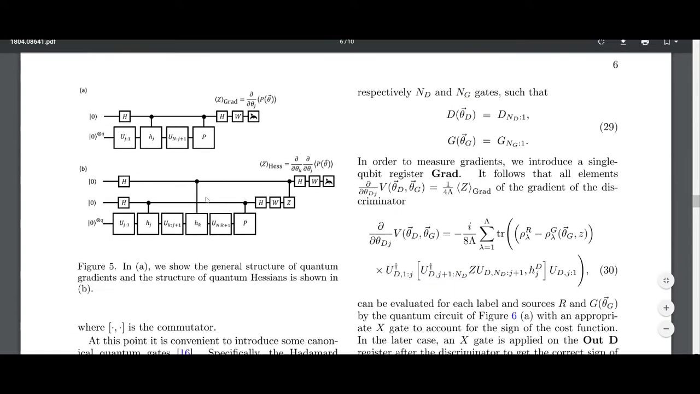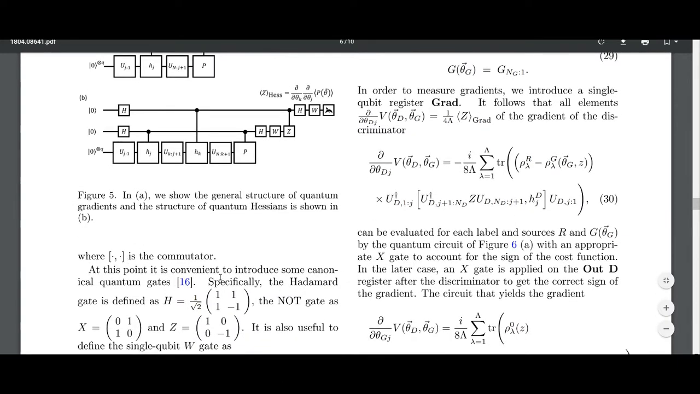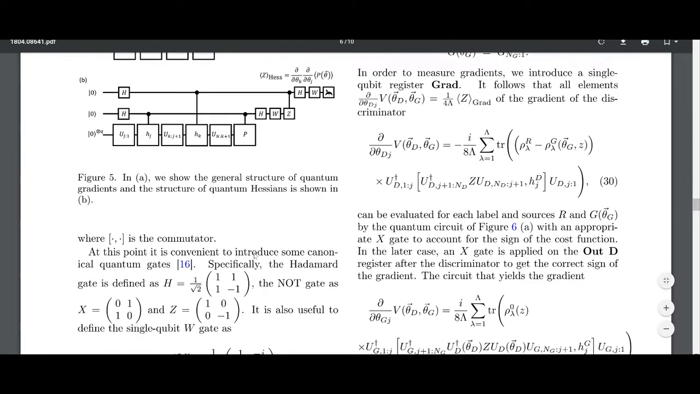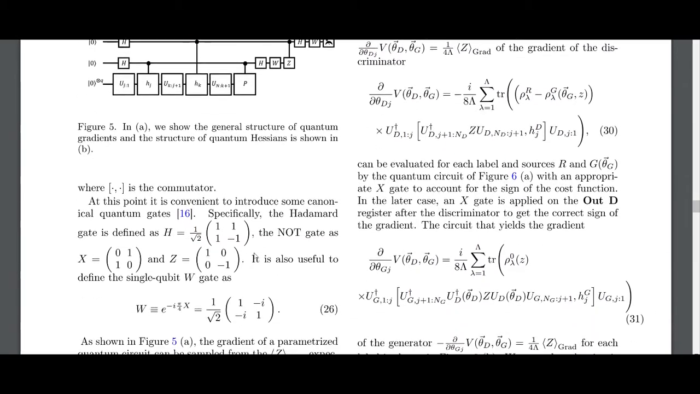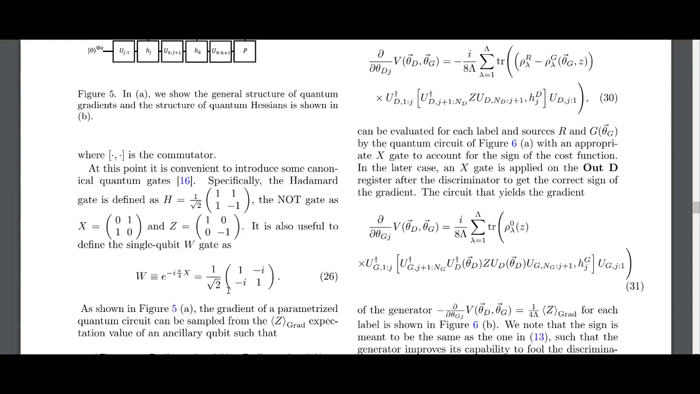So you've got, in A, we show the general structure of quantum gradients and the structure of quantum Hessians. This is something else. I don't know. The Hessians, whatever that is. At this point, it is convenient to introduce some canonical quantum gates: the Hadamard gate, the NOT gate, the X gate, the Z gate. And it's also useful to define a single qubit W gate. That's a made-up gate by them to test this.